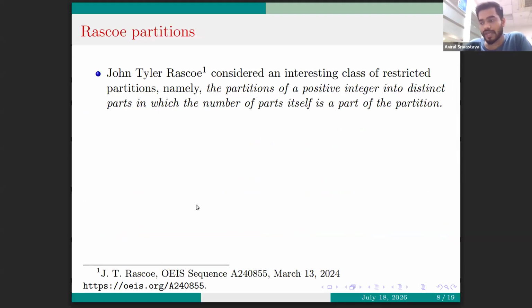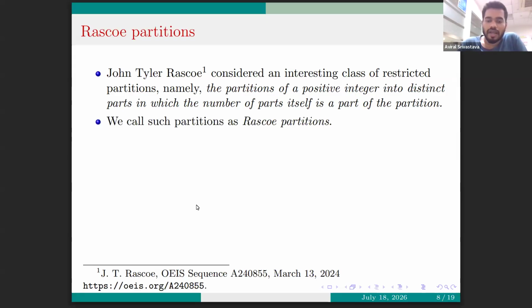Before going to them, let me explain one other partition, the Rascoe partition. John Tyler Rascoe, also he is not a mathematics student. He worked in ecology or some other area. So John Tyler Rascoe considered an interesting class of restricted partitions, namely the partitions of a positive integer into distinct parts in which the number of parts itself is a part of that partition. And we call such partitions Rascoe partitions.